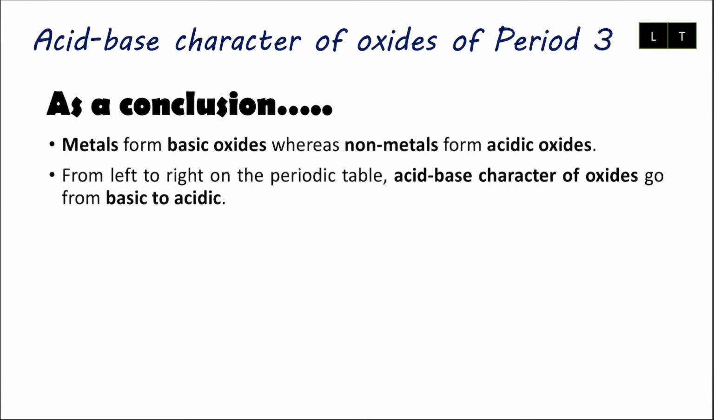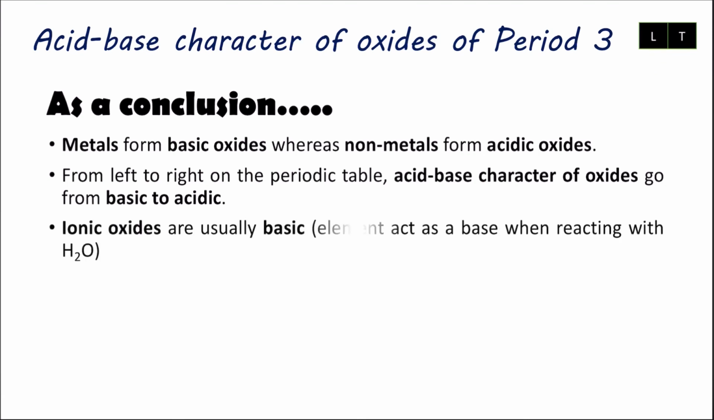from sodium to chlorine. And for ionic oxide are usually basic. So maknanya dia akan react dengan water as a base. For example, we have two of them, Na2O dan MgO. So why is this ionic? Because to form Na2O, Na and O akan forming the ionic bonding by donating or accepting the electron.